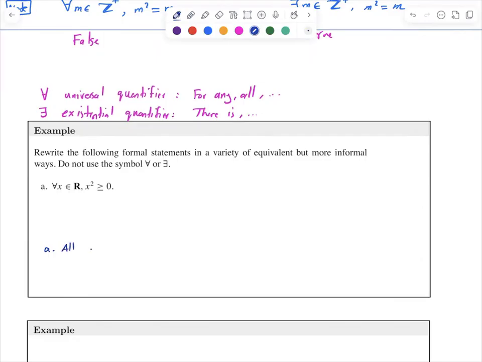All real numbers have non-negative squares. We can write this in other form. Every real number has a non-negative square. Any real number has a non-negative square, and so on.